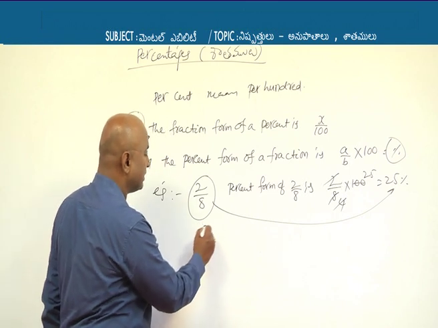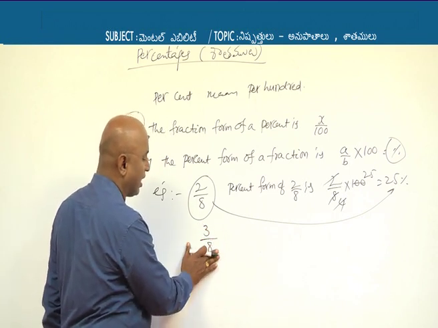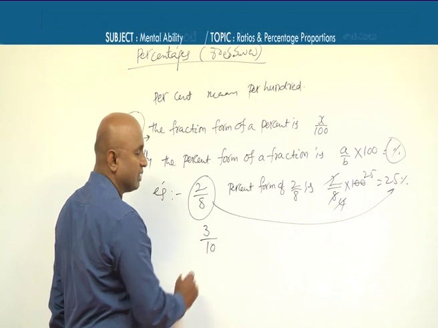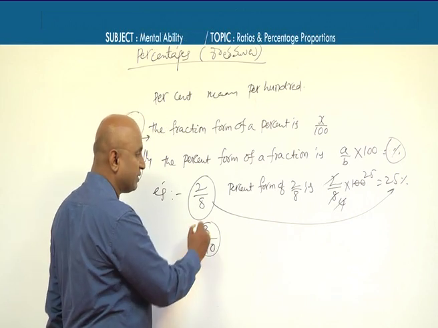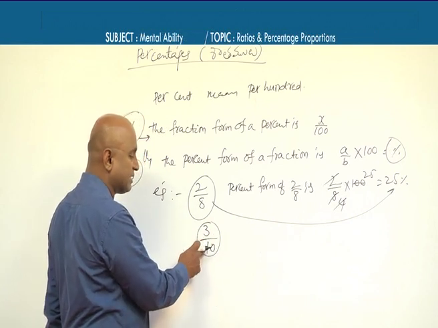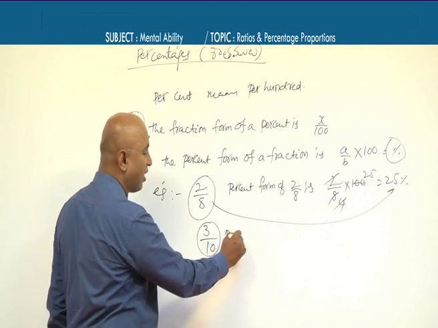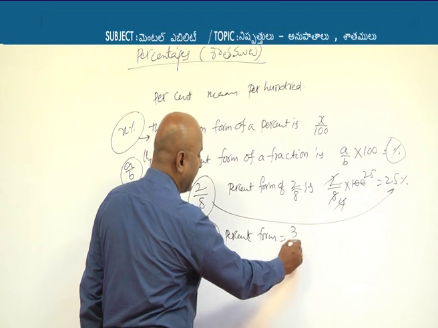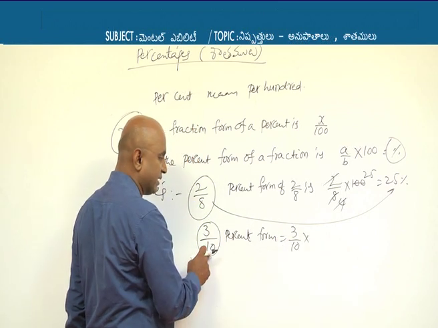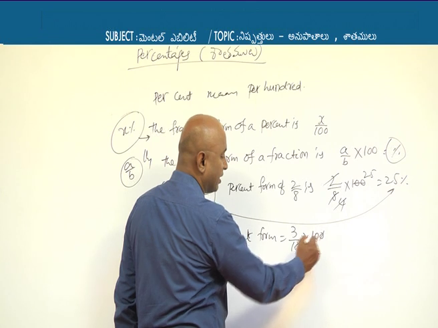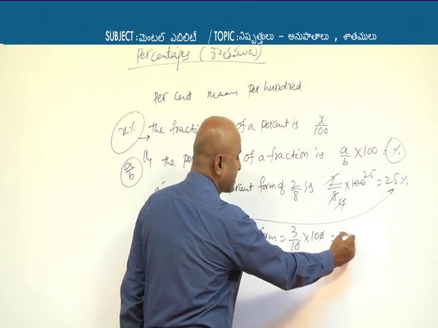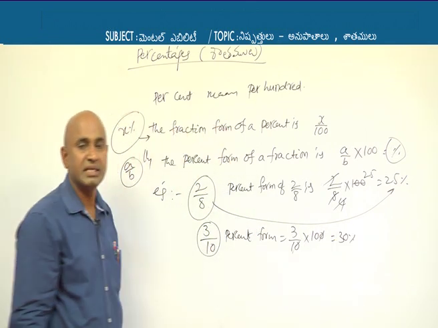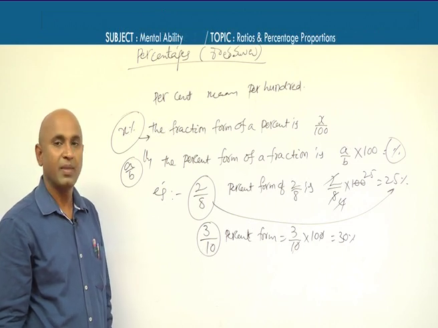Similarly, 3/10 is there. The percent form of 3/10: the fraction is 3/10, the percent form is 3/10 into 100, which is equal to 30%. So 3/10 is equal to 30%.